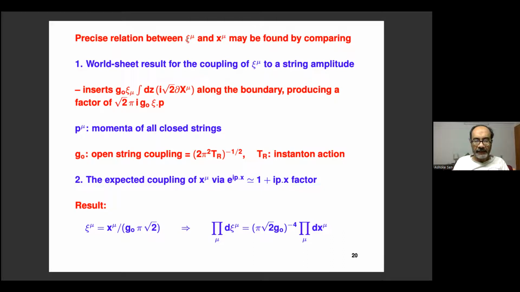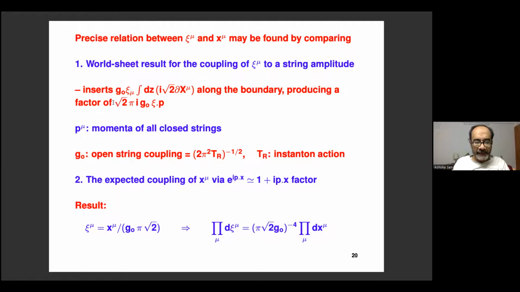First, we compute the coupling of xi mu to a general amplitude. Imagine that you have a disk amplitude with multiple closed string insertions, and you now want to insert another xi mu. So you just multiply by the xi mu vortex operator and integrate along the boundary. This is the xi mu vortex operator. Also you multiply by the open string coupling, which I'm calling g_O. This is related to the tension of the brane, or the instanton action, by this factor. Then this integral can be easily done by using contour deformation. This just picks up the residues at the poles of del x mu, and we get an answer like this.